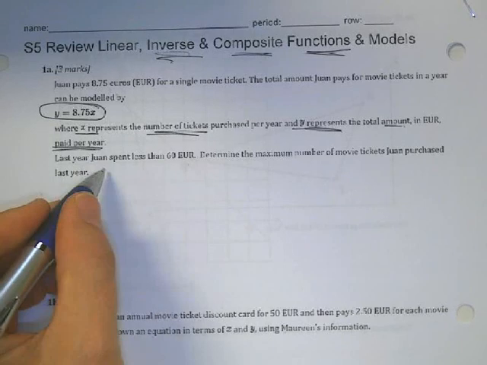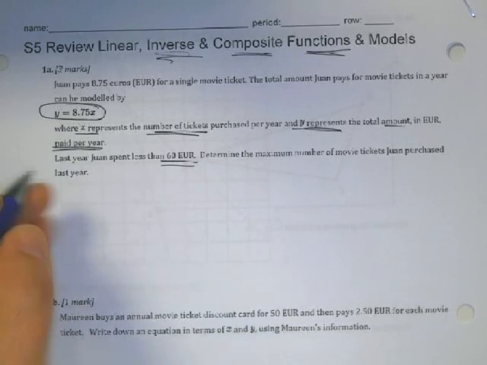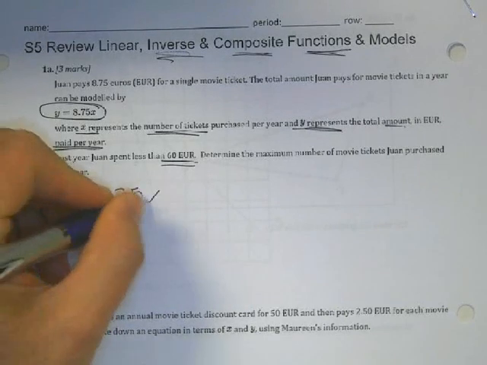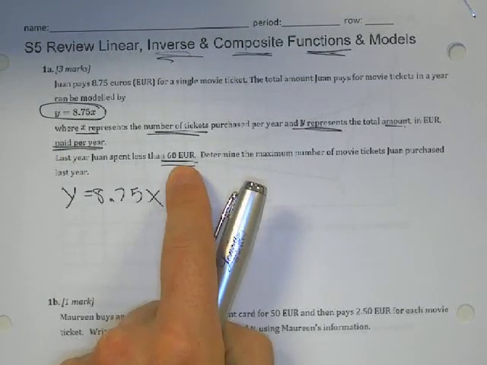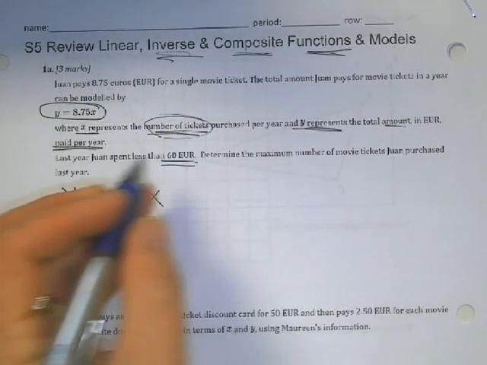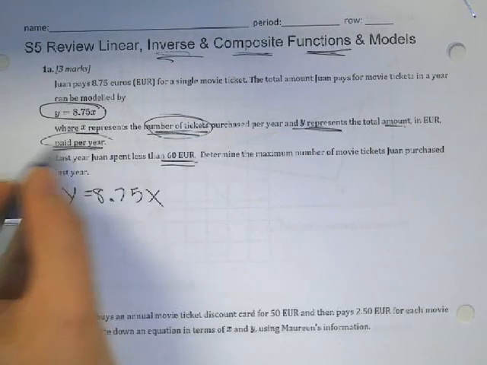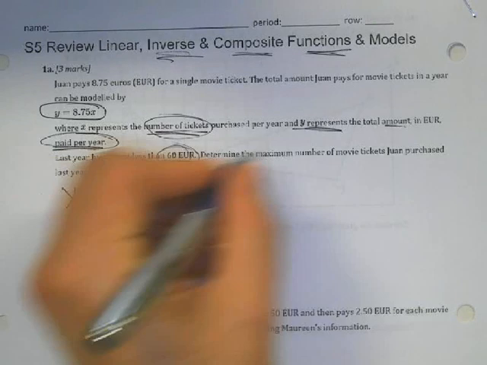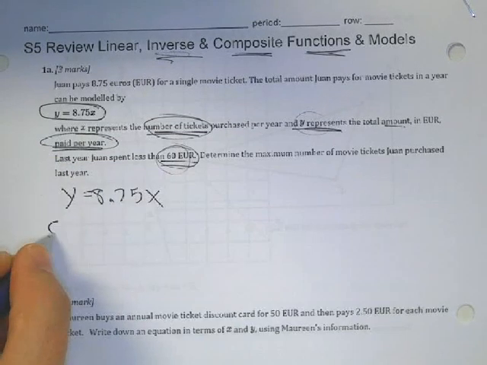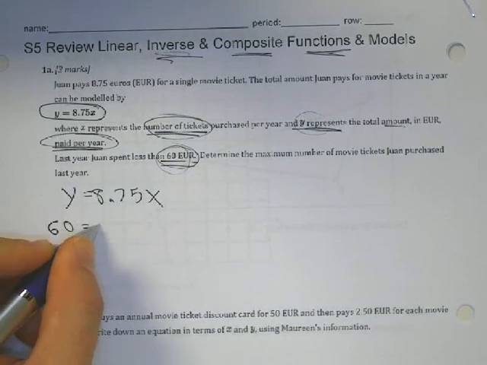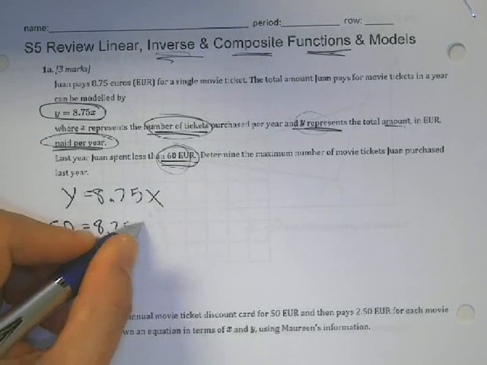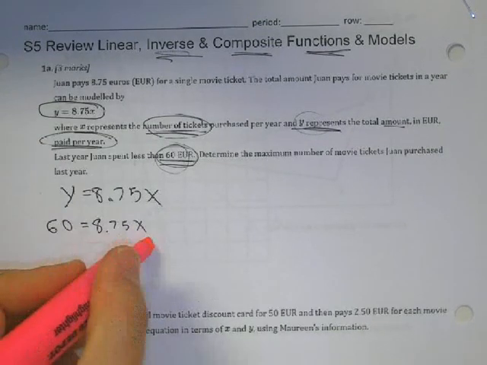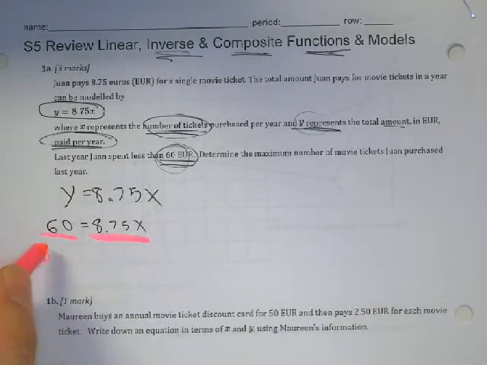Okay, last year Juan spent 60 euros. So here we go. Y equals 8.75X. X represents tickets. Y represents amount paid. And they've told us that he spent 60, so this is going to be our Y value. So I'm going to write 60 equals 8.75X. And so to solve for X, we have to divide both sides by 8.75.